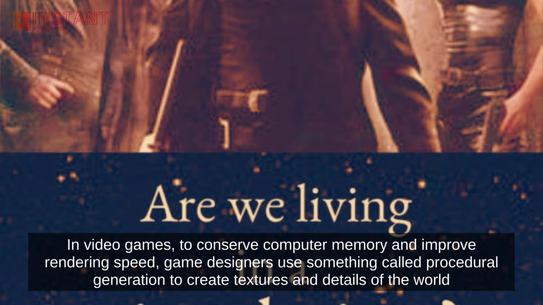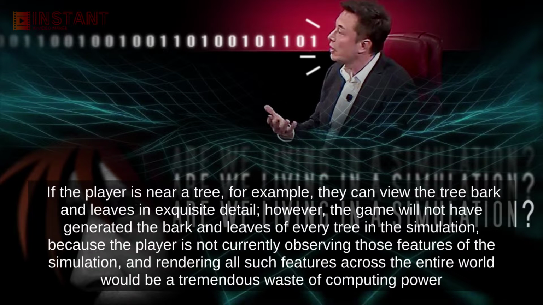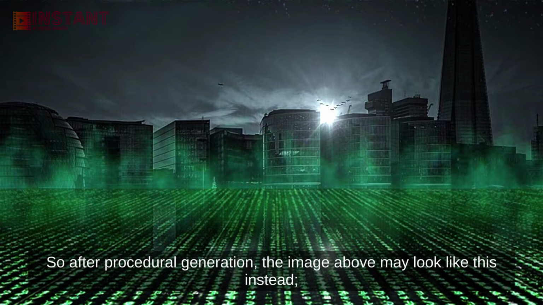In video games, to conserve computer memory and improve rendering speed, game designers use something called procedural generation to create textures and details of the world. As the player approaches objects in the simulated world, the objects are rendered in detail proportionate to the vantage point of the player. If the player is near a tree, for example, they can view the tree bark and leaves in exquisite detail. However, the game will not have generated the bark and leaves of every tree in the simulation, because the player is not currently observing those features, and rendering all such features across the entire world would be a tremendous waste of computing power.